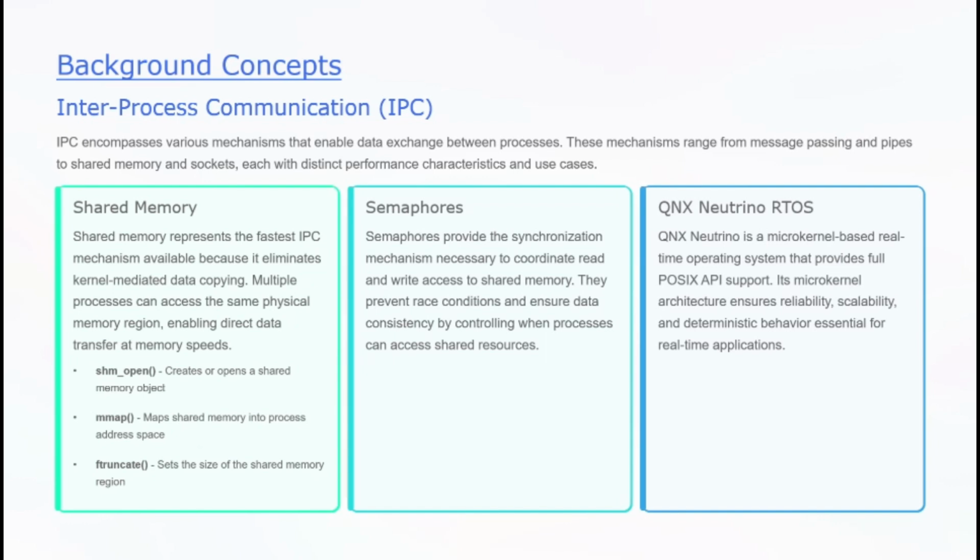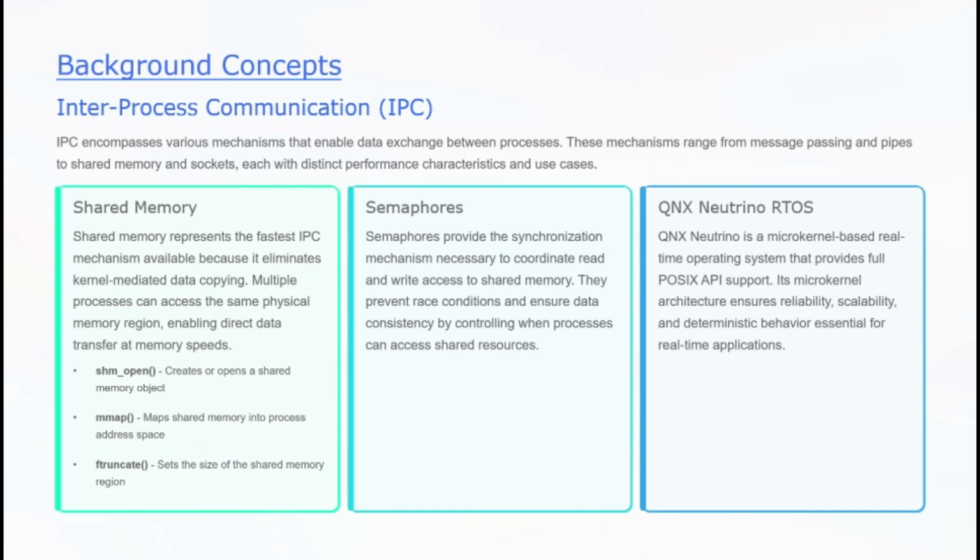In this we use different functions. The main functions are shm_open, shared memory open, which creates or opens a shared memory object; mmap, memory mapping, which maps shared memory into the process address space; and ftruncate, which sets the size of the shared memory region. Semaphores are used for synchronization. They prevent race conditions and ensure data consistency by controlling when processes can access shared resources.